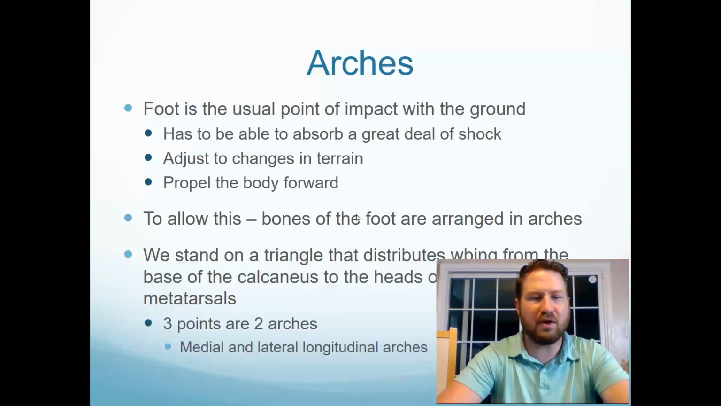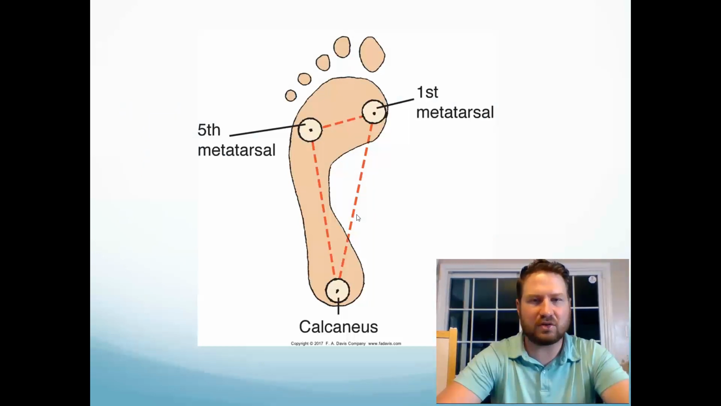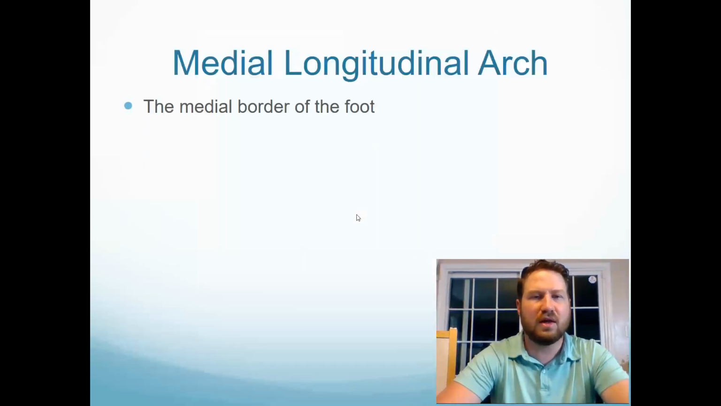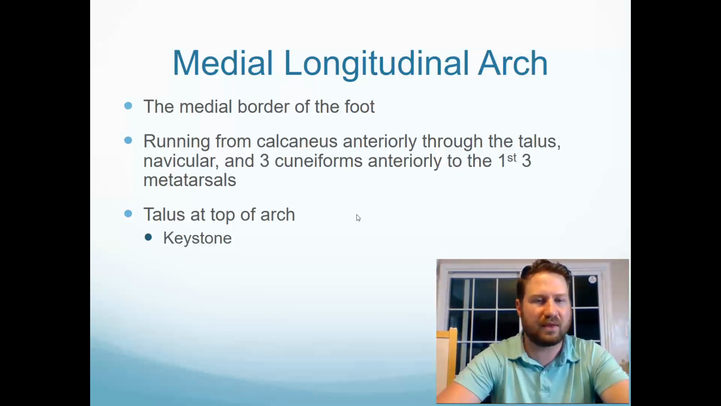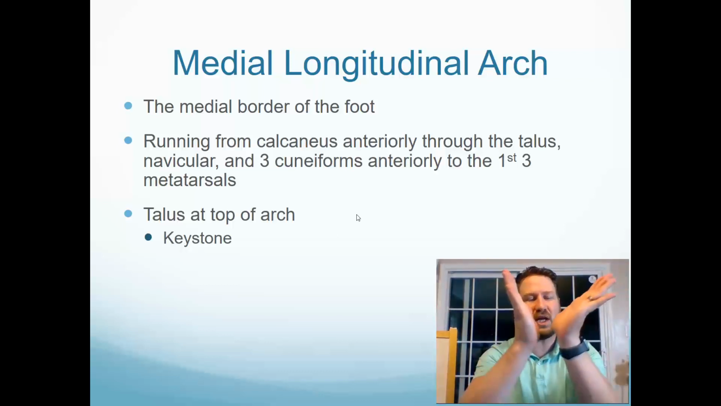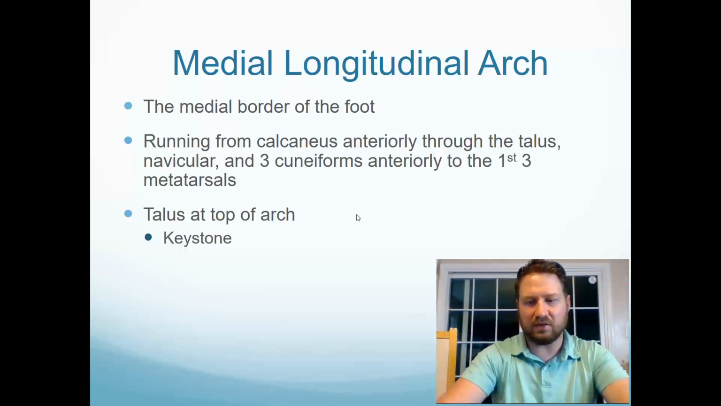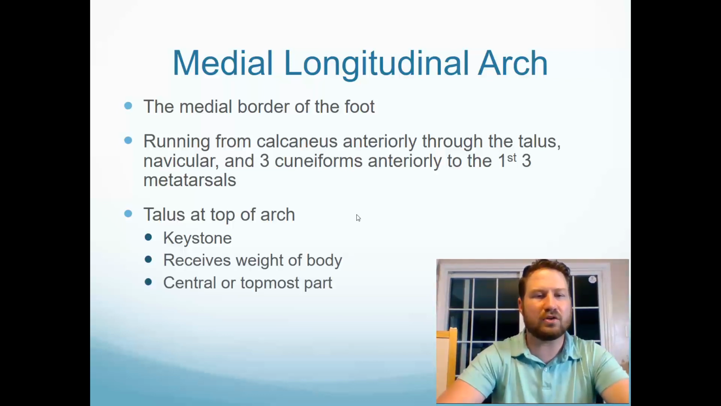Okay. We have 3 points and 2 arches. We have a medial and lateral longitudinal arch. And we also have a transverse arch. So there's our triangle. So our medial longitudinal arch is the medial border of the foot, running from the calcaneus anterior through the talus, navicular, and 3 cuneiforms to the first and third metatarsals. Okay, our talus is at the top of the arch, and then our navicular with our navicular tuberosity. Our talus, like our sacrum, is shaped in a way that it looks like a keystone. It keeps that arch from falling in.